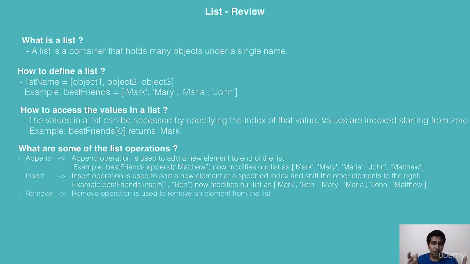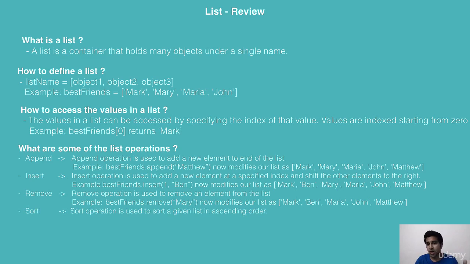Then what we saw was the remove operation, which is used to remove an element from the list. In our example best friends, we used .remove with the element Mary. So Mary is no longer a part of our list. Then what we saw was the sort operation, which is used to sort your list alphabetically. If you use sort on best friends, it sorts it alphabetically with Ben at the beginning of your list and Mark at the end, all sorted in alphabetical order.